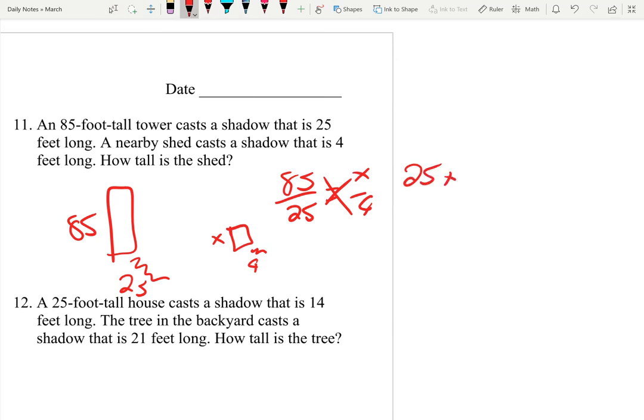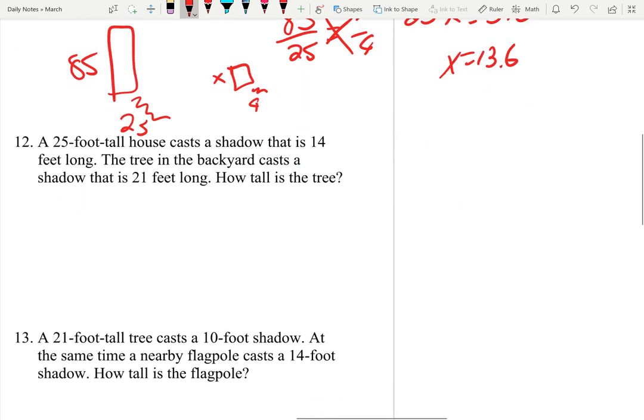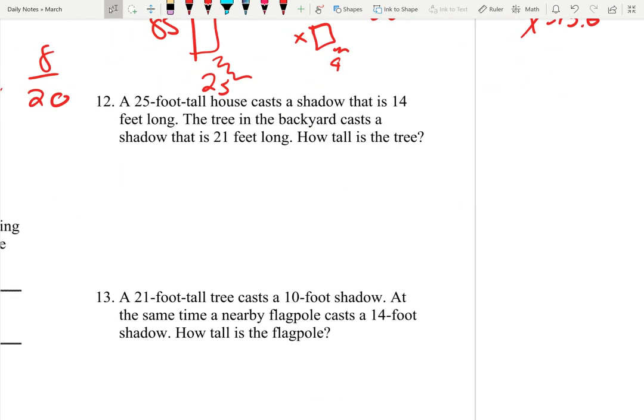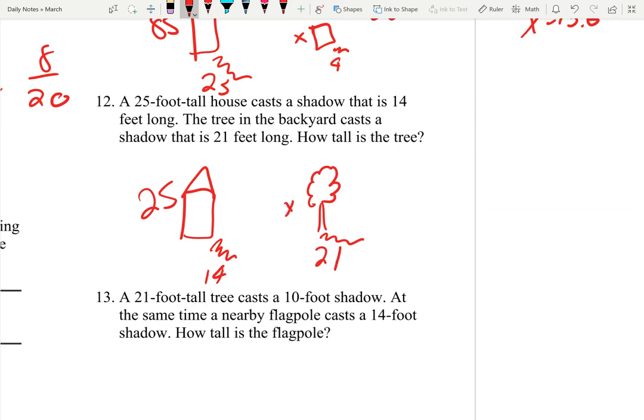So we'll have 25 times x, and then 4 times 85, which is 340. So divide by 25 on both sides, we get 13.6. X is 13.6. So the shed is 13.6 feet tall. Number 12, a 25-foot tall house. So the 25-foot tall house casts a shadow that is 14 feet long. And a tree in the backyard casts a shadow that is 21 feet long.